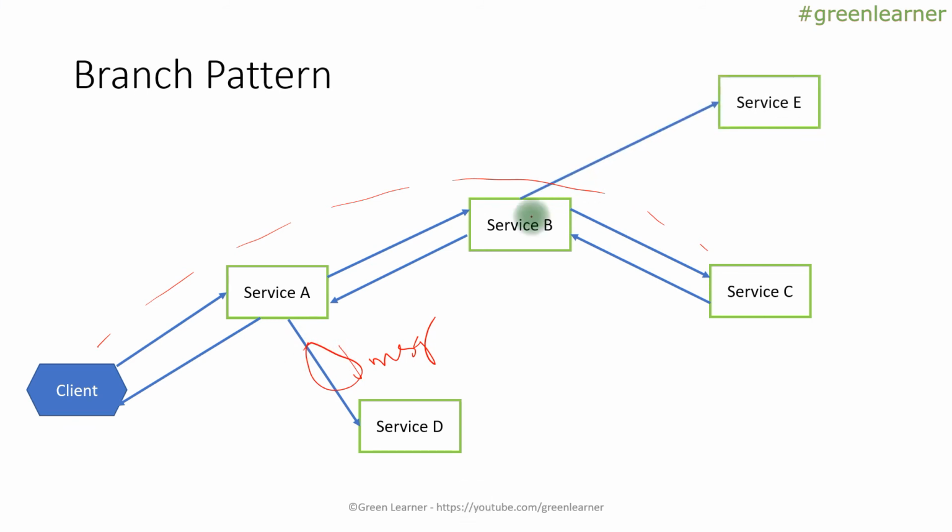In the same way, service B may also be calling service E, and maybe it is expecting some response from there, or maybe not. It is the role of service B to decide what it is doing. This is what we call the branch pattern. So that's all about the aggregator pattern. We have the chain pattern and the branch pattern.